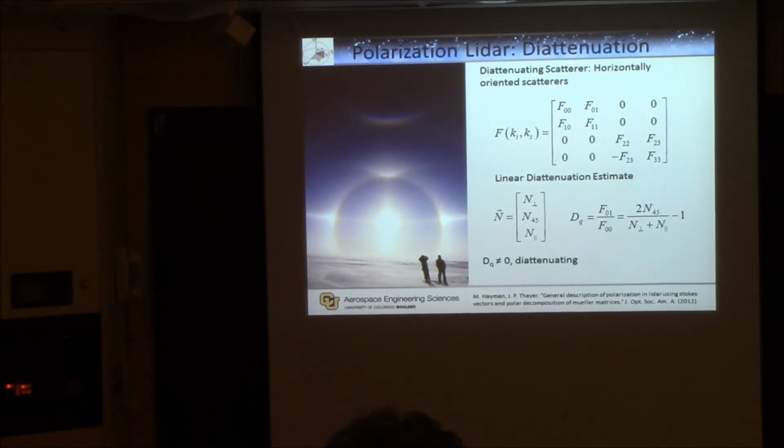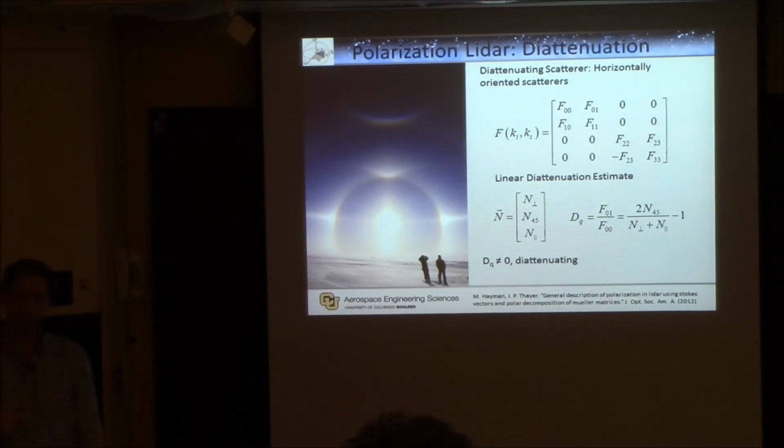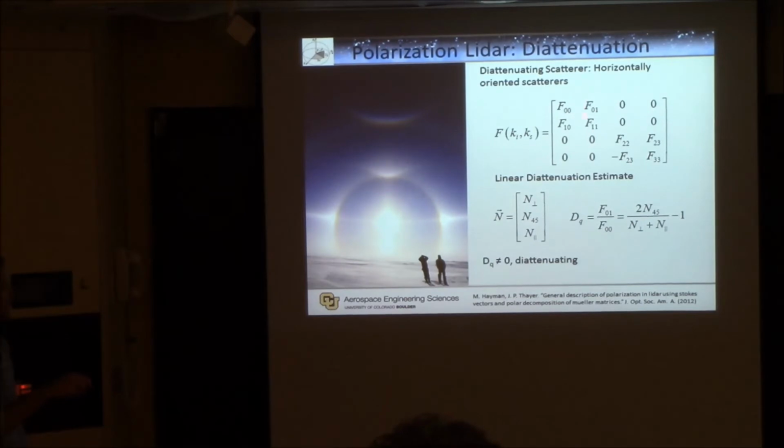So in order for us to justify that we can say that the particles are depolarizing and not diattenuating, we should look for diattenuation elements. And if those are present, then that would indicate that these are oriented scatterers. And so our target then was to go after this particular element here by making linear diattenuation measurements. It turns out what we needed to do is measure three channels: perpendicular, parallel, and linear 45.